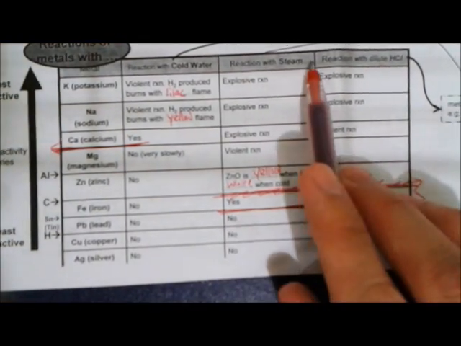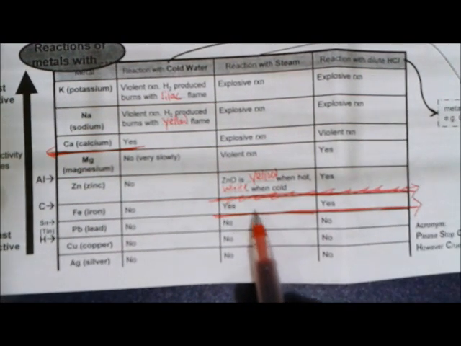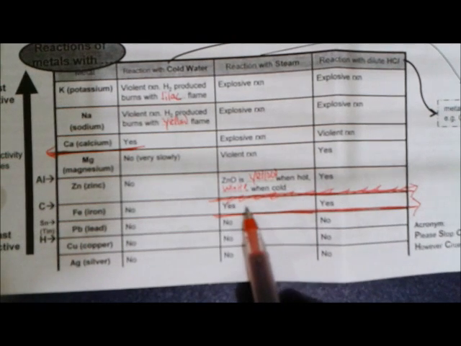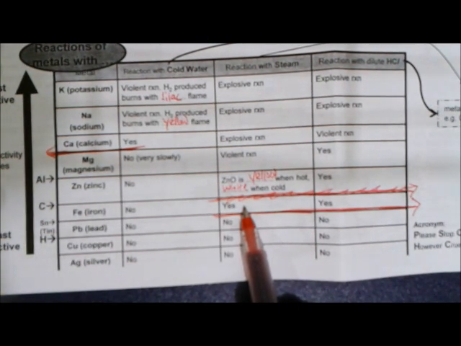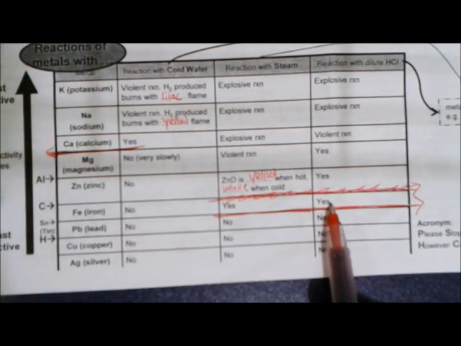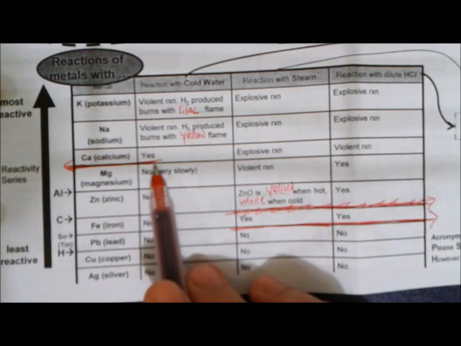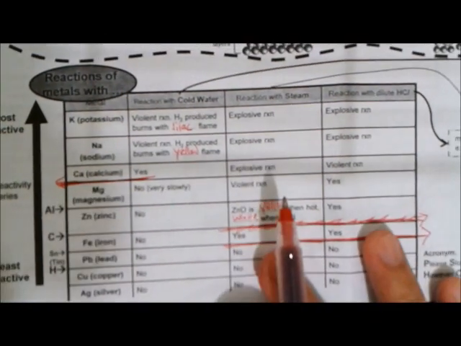For example, so remember the cutoff. For steam and acid, any metals that are below iron, okay, iron would be the last metal that reacts with steam. Iron would be the last metal that reacts with acid in this reactivity series. How about for cold water? For cold water, the cutoff is calcium. Calcium is the last metal that reacts with cold water.